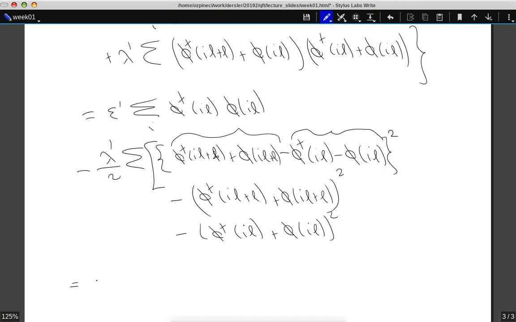Now let's see what we will do. This is equal to epsilon prime, sum over i, phi at iL. Well, let me just switch to x.